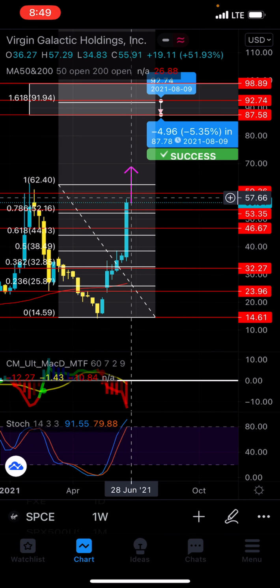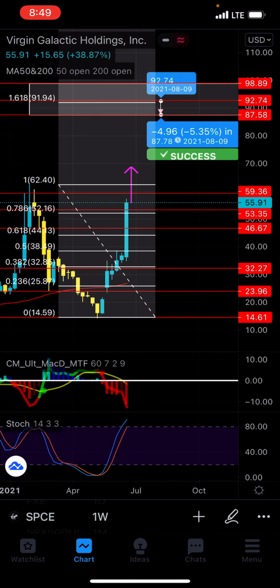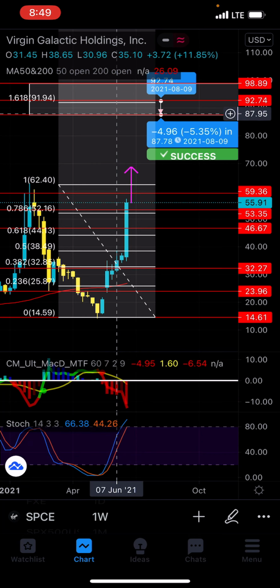As soon as this thing breaks to the upside, buy a month or two out calls, and I guarantee you there's like a 99% chance that it's going to go to $87. So I hope this helps. This is the third installment of this series. I just try to make this as clear as possible, a super easy strategy for you guys to understand.